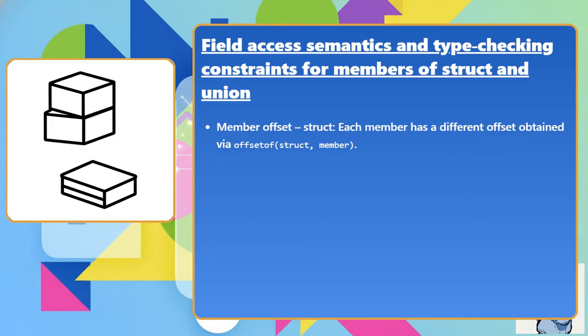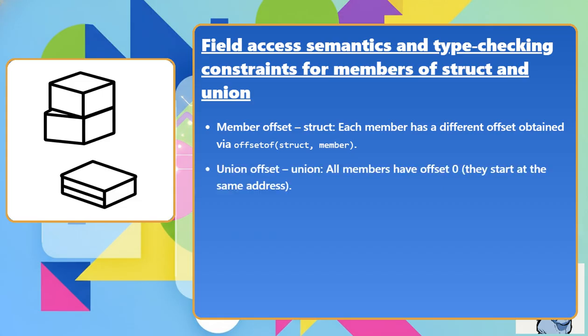Member offset: struct. Each member has a different offset, obtained via offsetof(struct, member). Union offset: union. All members have offset 0. They start at the same address.